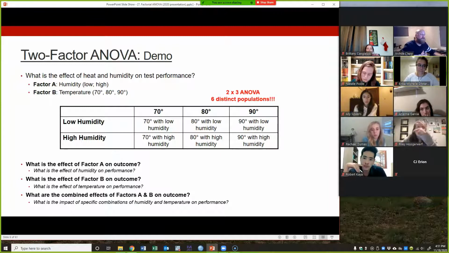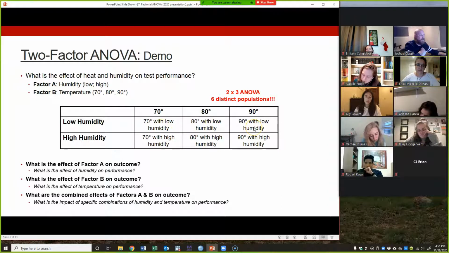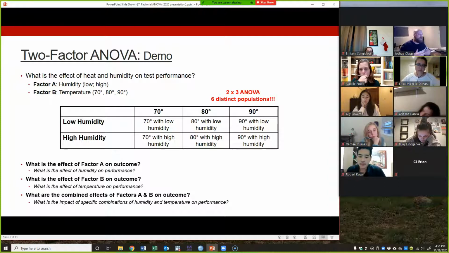Okay. And so with this 2x3 ANOVA, we have 6 distinct populations, right? We've got a hypothetical population of individuals working at 70 degrees with low humidity, 80 degrees at low humidity, 90 degrees at low humidity, 70 degrees high humidity, 80 degrees at high humidity, 90 degrees high humidity, okay? So we have 6 different cells. We've got 2 main effects, a main effect of humidity and a main effect of temperature. But then we've got an interaction with potential differences across these 6 different cells, which can provide a much more nuanced understanding of behavior and what's going on with some of these designs.